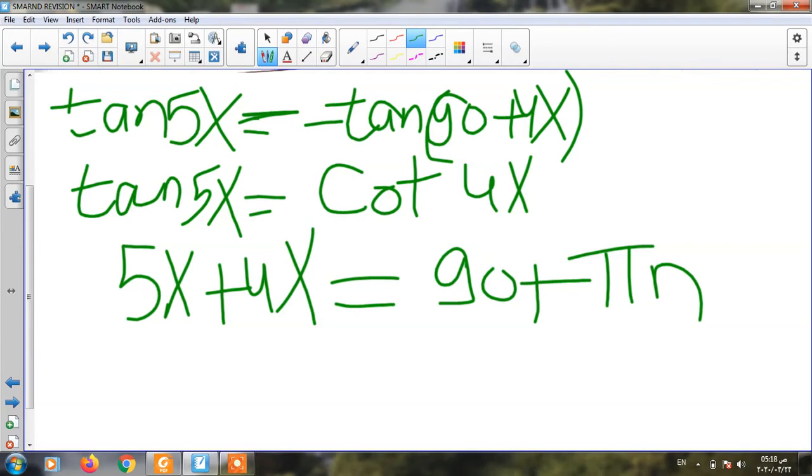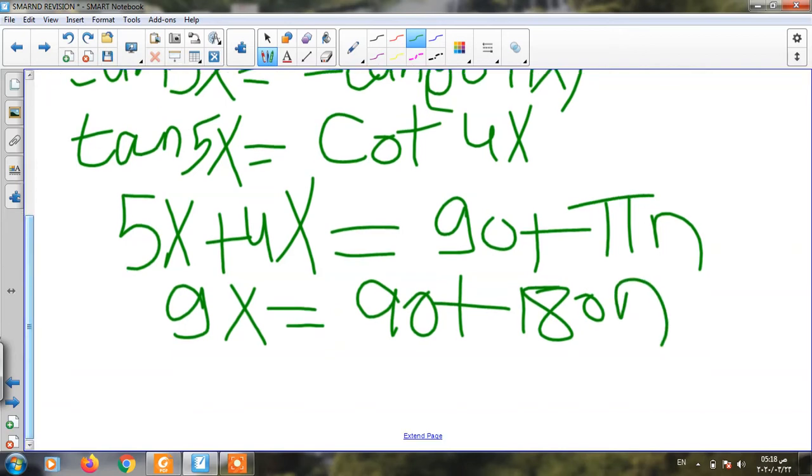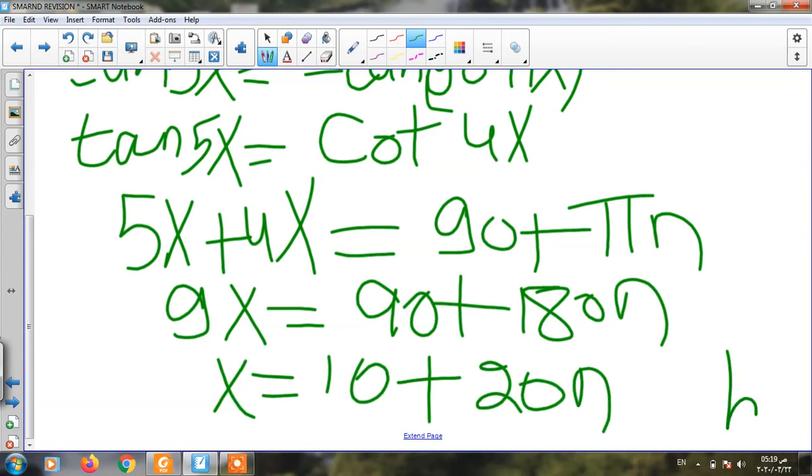So 5x plus 4x is going to be 9x. And here 9x equals 90 plus πn, which is going to be 180n. And he's asking about the answer in degrees, by the way, so we don't deal with radians, we just deal with degrees. Divide by 9, so x will be 10 plus 20n, and this is choice number B. This is your answer.